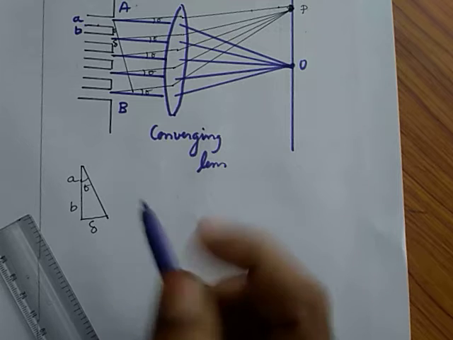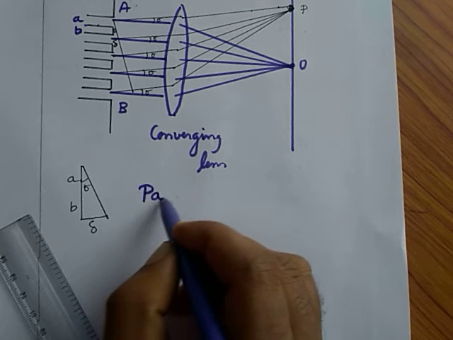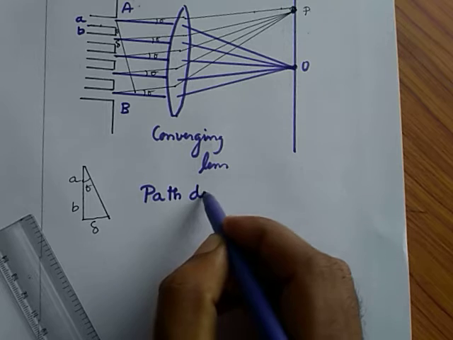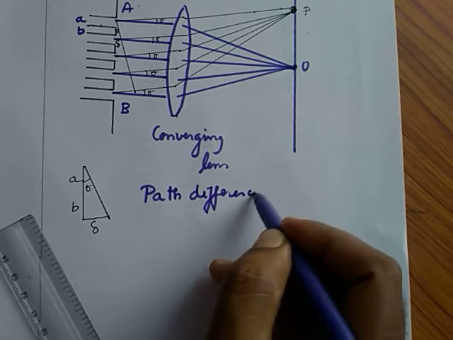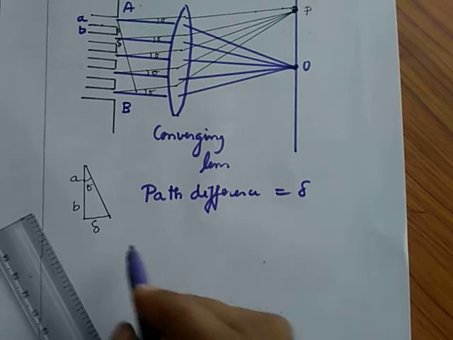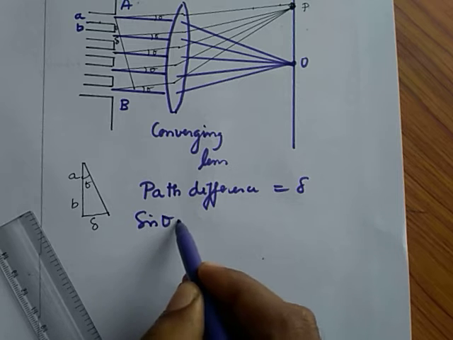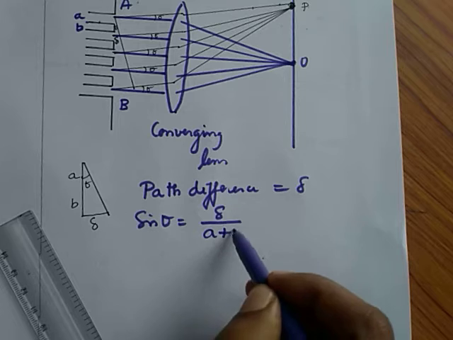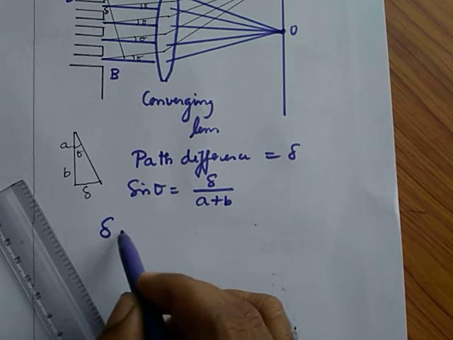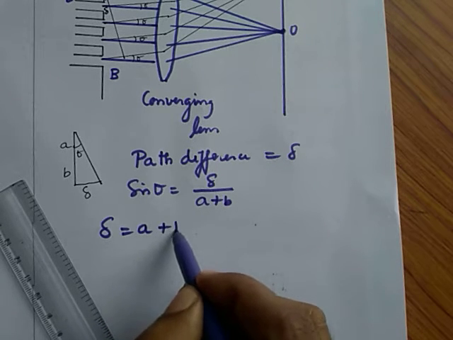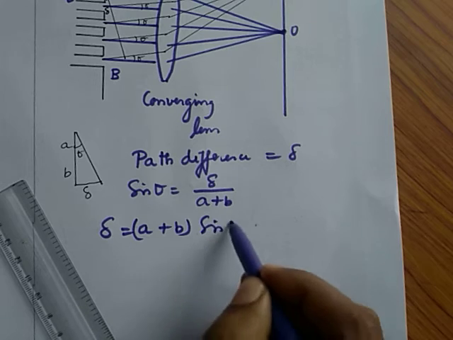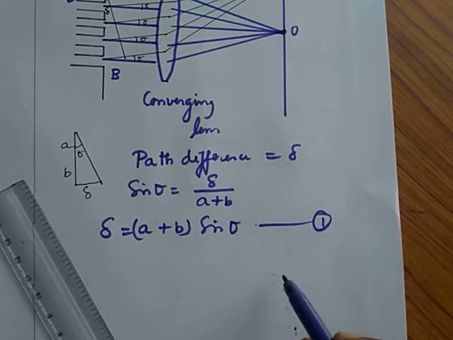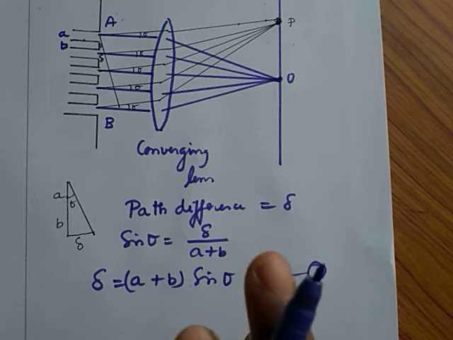Then we can write the path difference between the two waves, that is delta. I am using sin theta. We know sin theta is equal to opposite side by hypotenuse, that is A plus B. So we can write the path difference delta is equal to A plus B sin theta. This is equation 1.